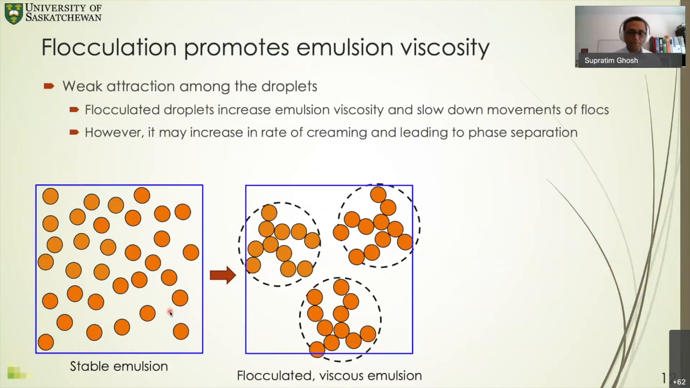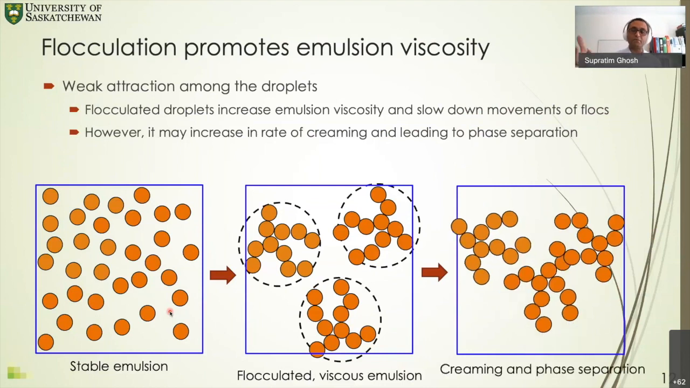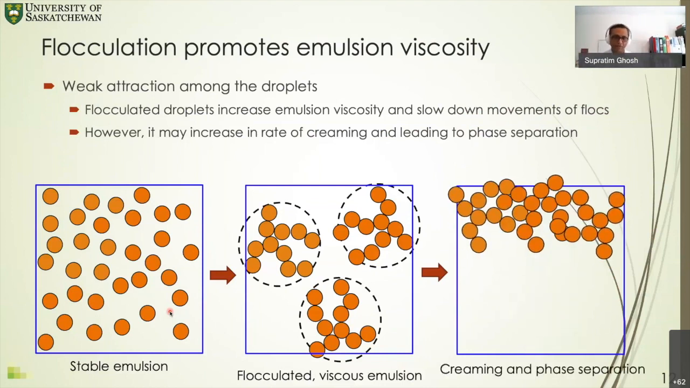Now, there is a challenge also, though. Because they are now large entities, they can easily cream. They can go to the top easily, and you have a phase separation. So you don't want that. This kind of aggregation can happen due to weak attraction, because the droplets are not strongly attracted. They have some weak attraction. So this can lead to this kind of phase separation.